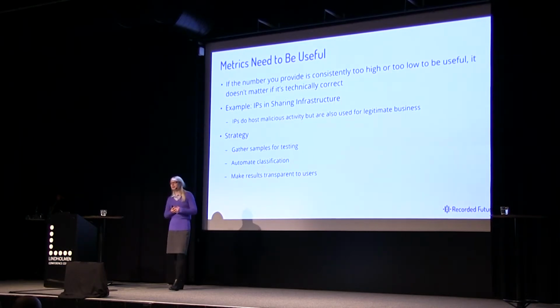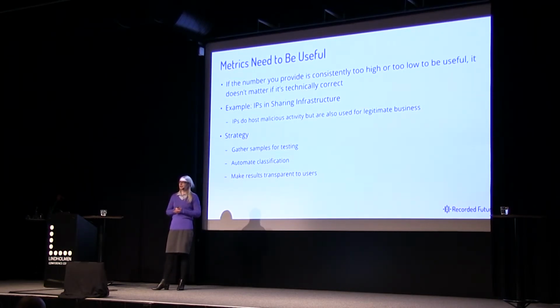An example of this that we came across was looking at IP addresses that are used for sharing infrastructure. These are IPs that typically are associated with a lot of different domains, and these domains may, in some cases, be a mix between ones that have malicious activity going on and ones that are totally benign and may even be necessary for conducting regular business.